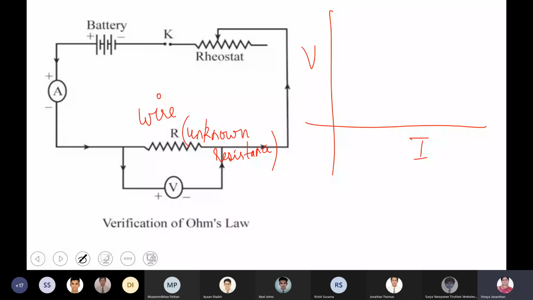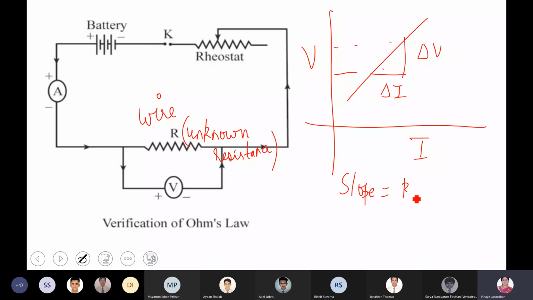Okay. Now, when you plot the graph, you will get a straight line. Boys, when you plot a graph, you'll get a straight line. You have to find the slope, right? Slope is what? Delta V, the change in the value of V, and delta I. So the slope gives you the resistance of the wire.